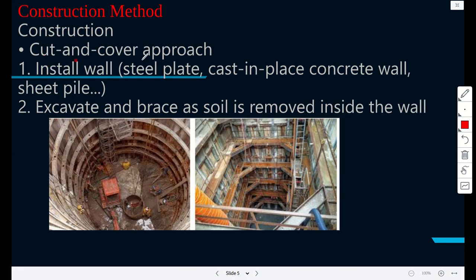Now, the construction, you can say the cut and cover approach. Once you cut, you cover. If this is your soil, this is a cross section, you have to provide protection, because otherwise the wall will collapse, that's the point. So what we say is cut and cover. The procedure involved in cut and cover: install a wall or steel plate, cast-in-place concrete wall or sheet pile, excavate and brace the soil. Once you excavate, bracing means applying support so that the wall is supported. It remains vertical, otherwise it might collapse.